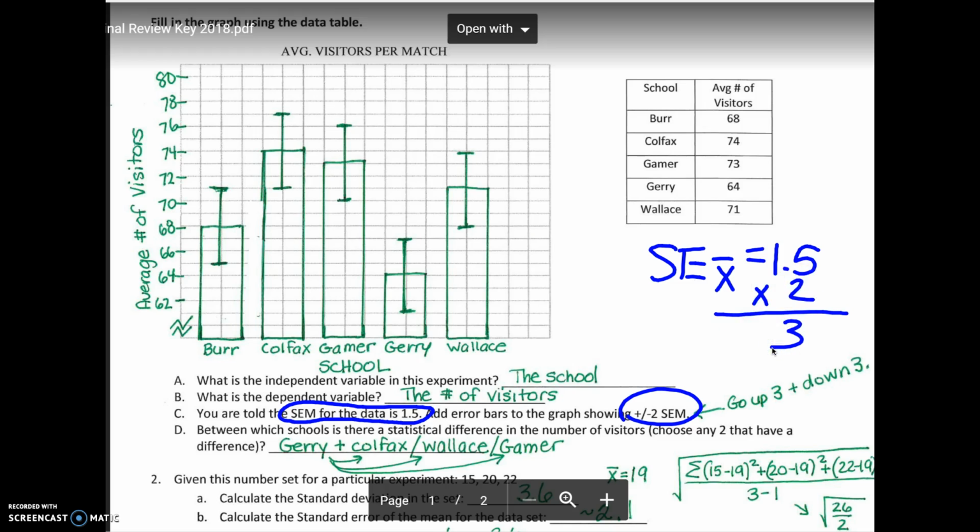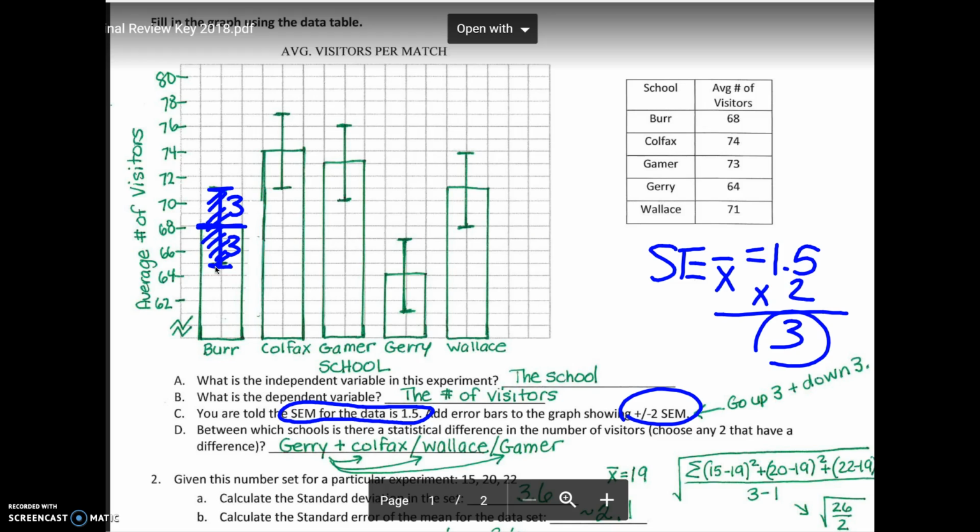Now to graph 2 standard errors of the mean, now that we know that that's going to be 3, we're literally going to go up 3 and down 3. And we're going to do that for every single one of our bars. Now, what does that tell us? Why do they want us to graph 2 standard errors of the mean? Because that means that we're 96% confident that the true average, if we repeated this experiment multiple times, that the real average, even though it might not be 68, falls somewhere between these numbers, somewhere between 65 and 71.